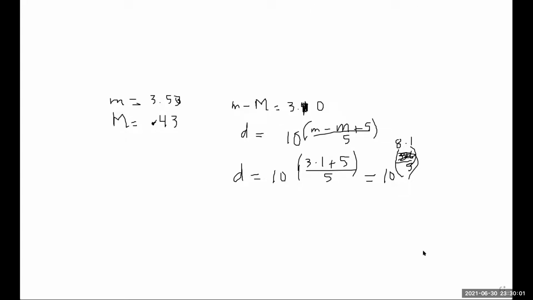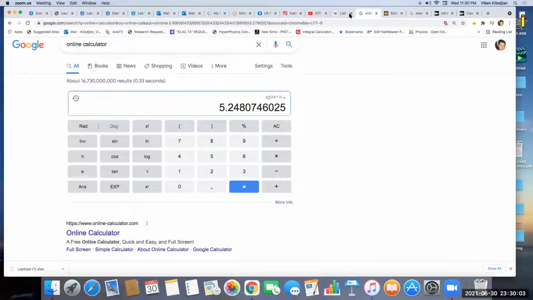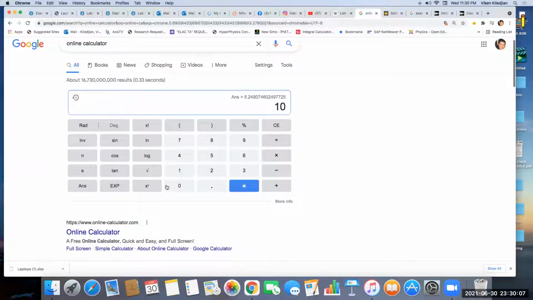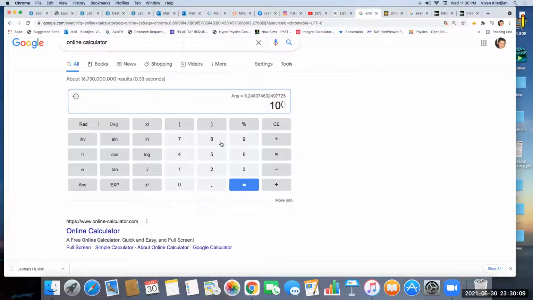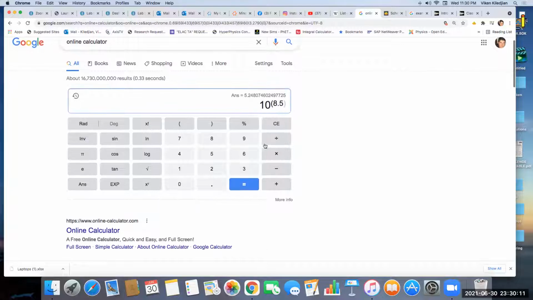Okay, so 10 to the power 8.1, no, 8.1 divided by 5. Yep, 41.6 parsecs away. Okay. Now we could try any other star that we want.